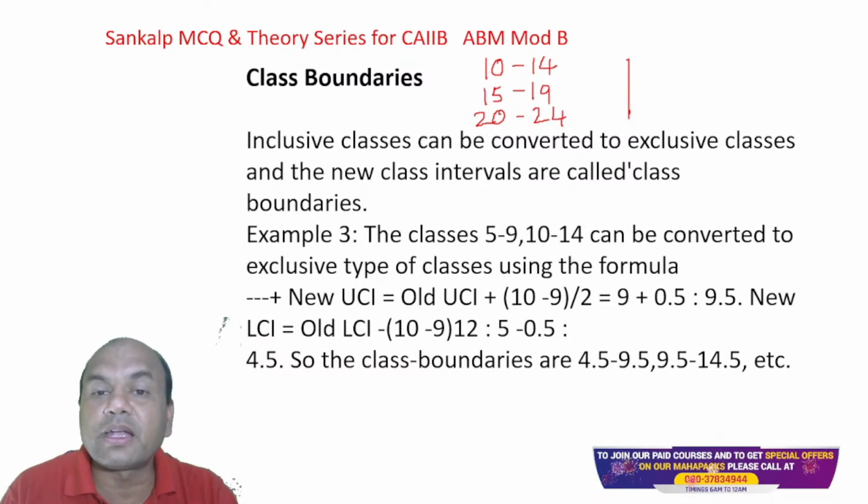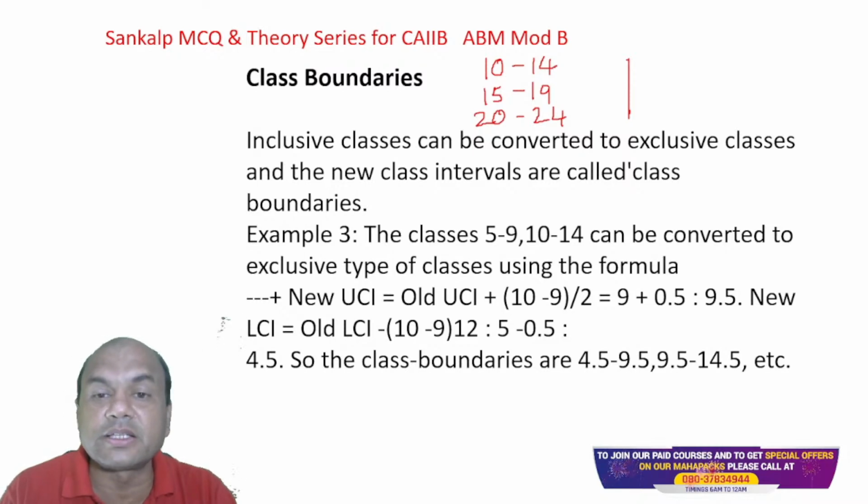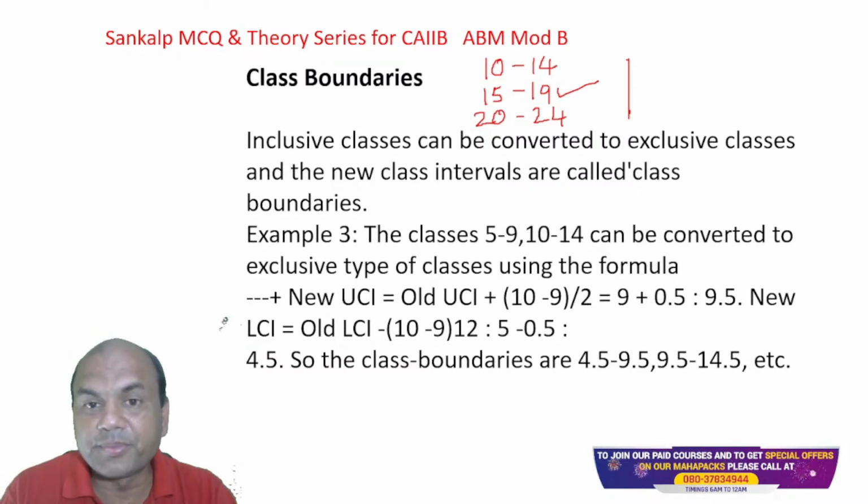So suppose if I get 10, where will I place this 10 in this group? Suppose if I get 14, where will I place this in this group? Suppose if I get 17, I'll place it in this group. If I get 19, I'll place it in this second group. If I get 24, I'll place it in this third group.